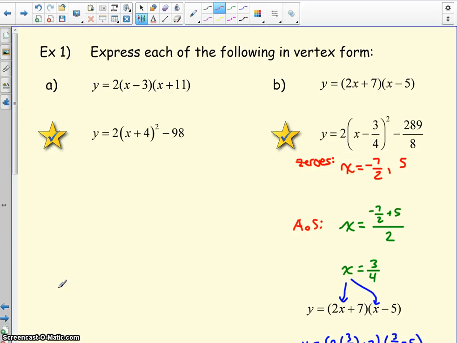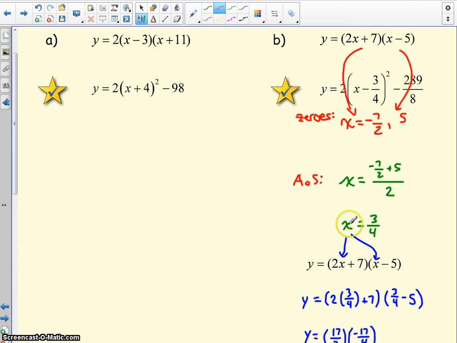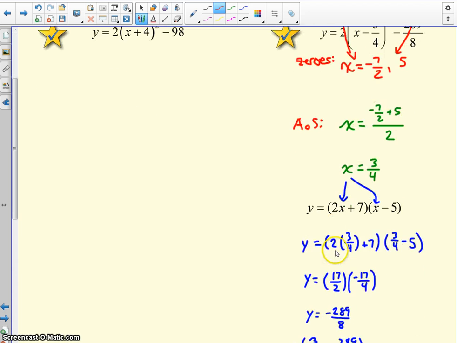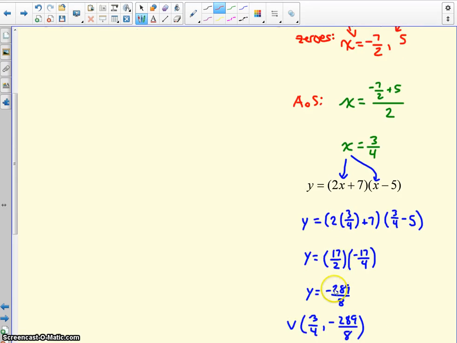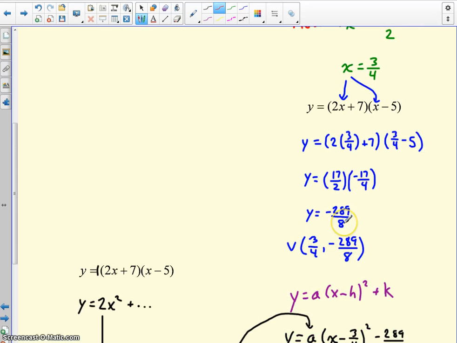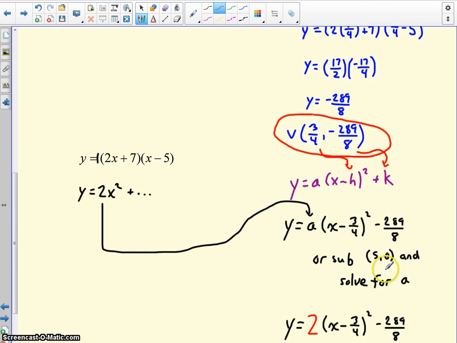Alright, so there you have it. Again, I got my zeros here from factored form. I got zeros at -7/2 and 5. Found my axis of symmetry, subbed the axis of symmetry in for x into the equation, worked through the fractions, solved for y, got a nice optimal value of -289/8. Put that together to get my vertex. That gave me the h and k for vertex form. And for the a value, I did exactly what I did before.